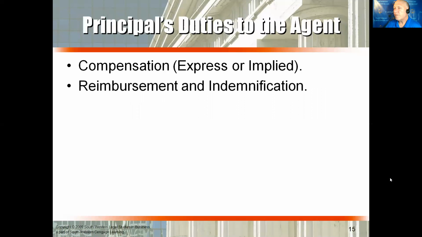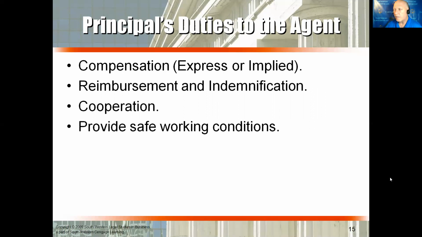What does the principal have to do? The first one, as a general rule, even though I said you can do it for free, is generally that they have a duty to pay you compensation, to reimburse you for expenses that you as their agent incur on their behalf, and to indemnify you against harm and damage that exists, etc.